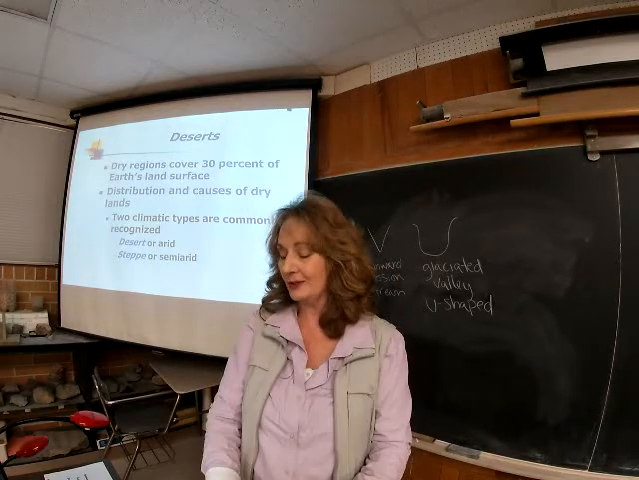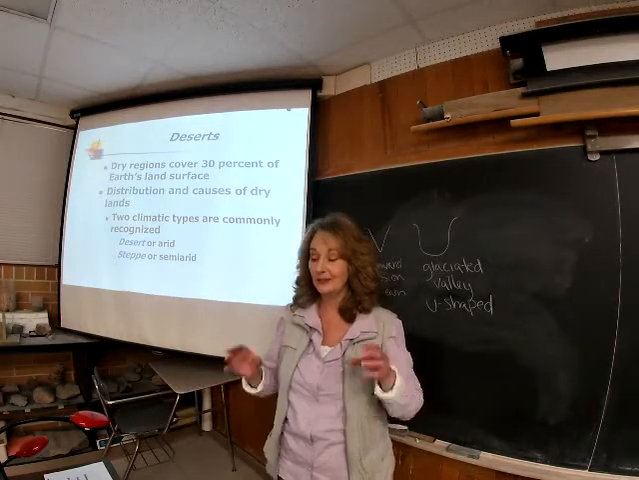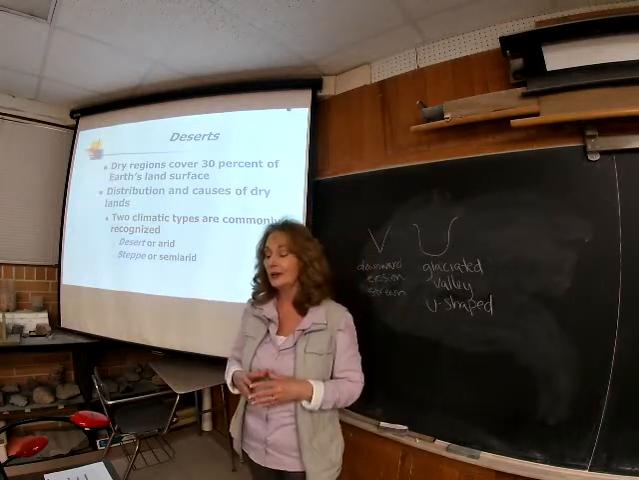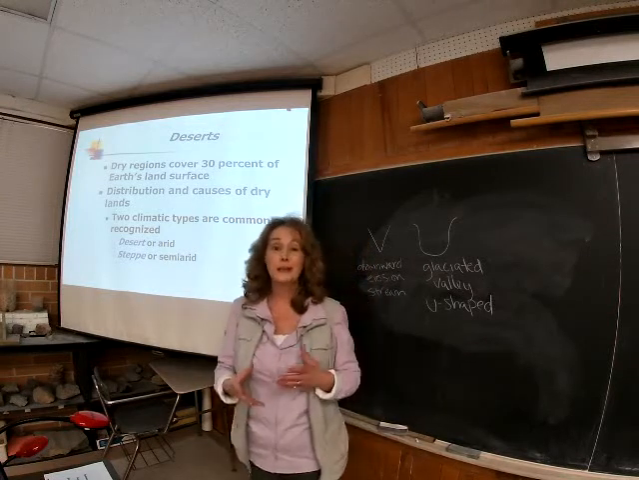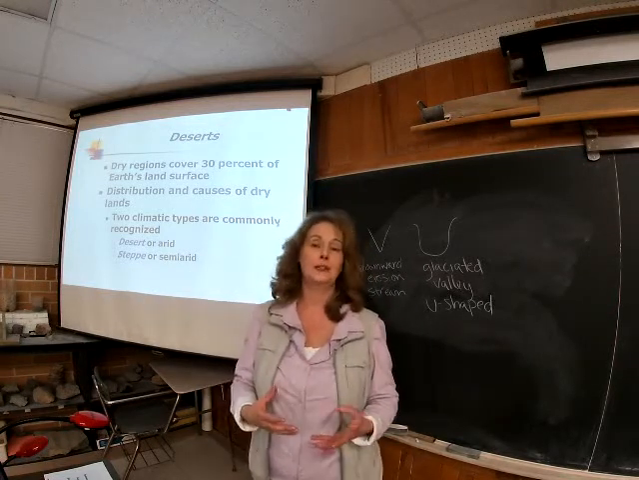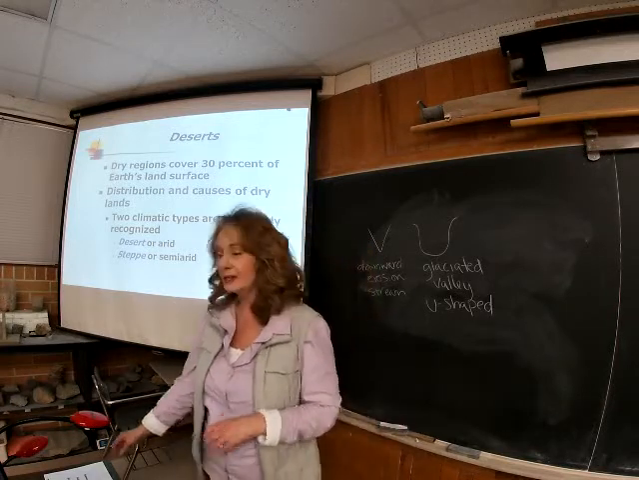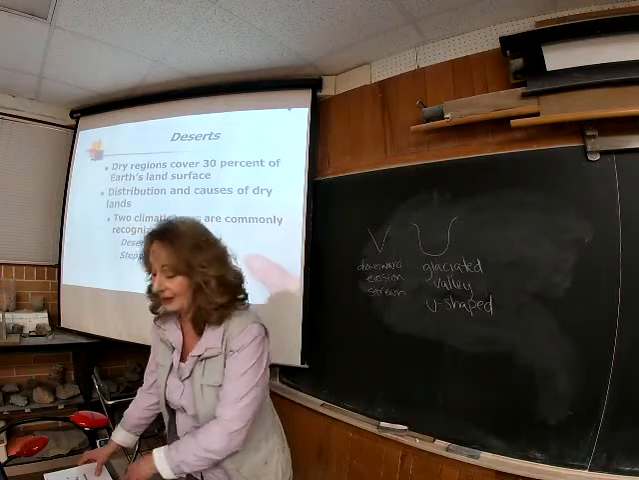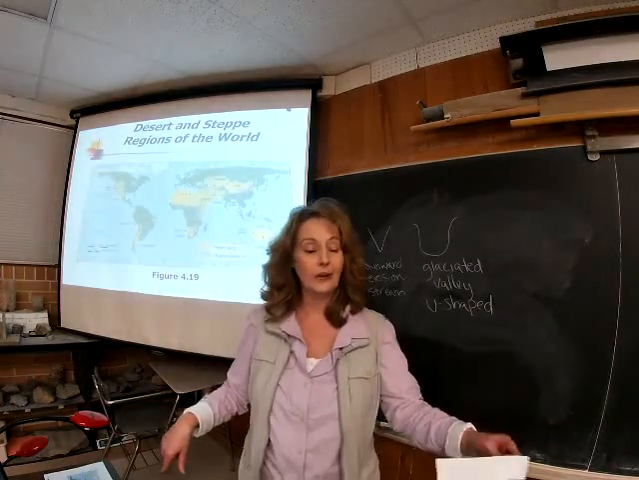Now a steppe pretty much surrounds the desert regions, like a transition zone, but a steppe is semi-arid, and those locations get less than about 20 inches of rainfall per year. So it's a semi-arid region, and usually you'll see those surrounding your desert regions. Okay, where we're finding them.